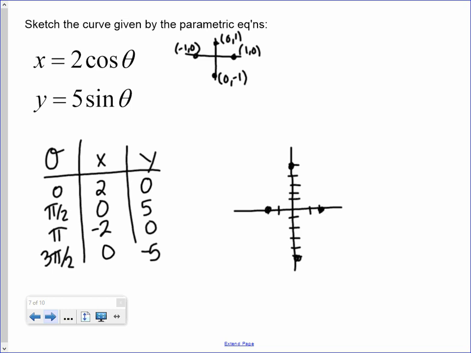And then, just like before when we were graphing polar curves, they are not connect the dots, so it's not going to be a diamond. It should be round and more like an oval. And I know the direction of my shape, something like this.